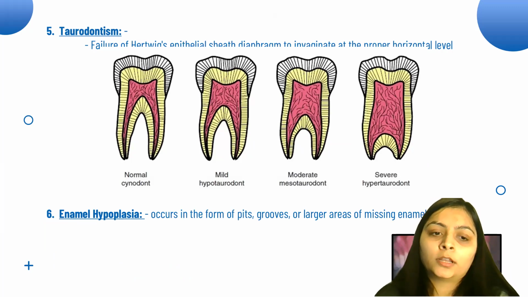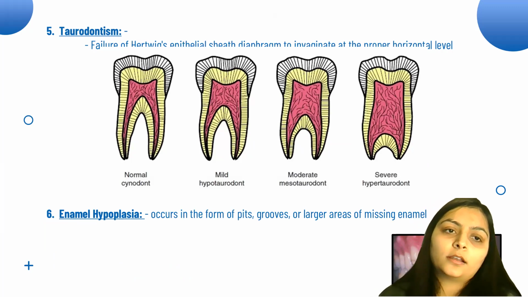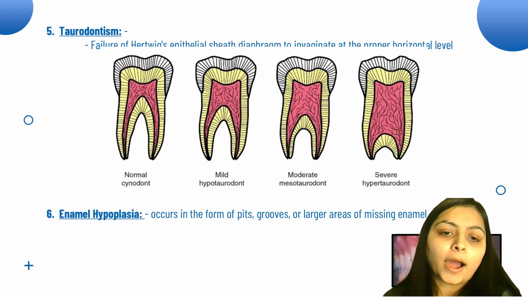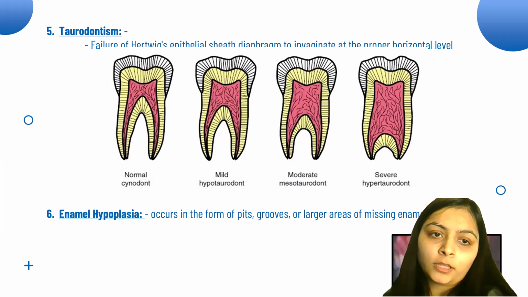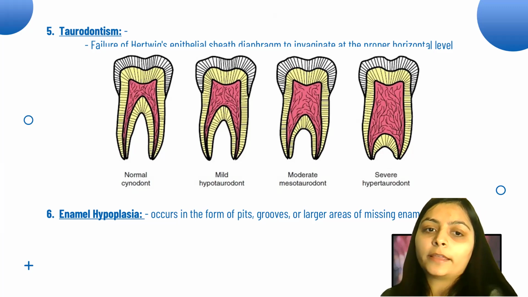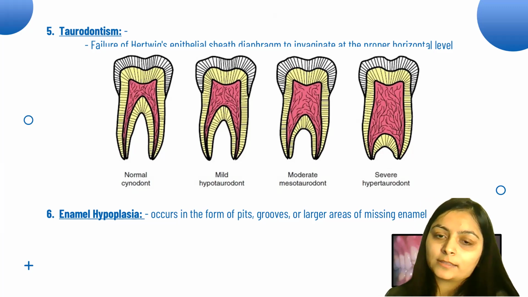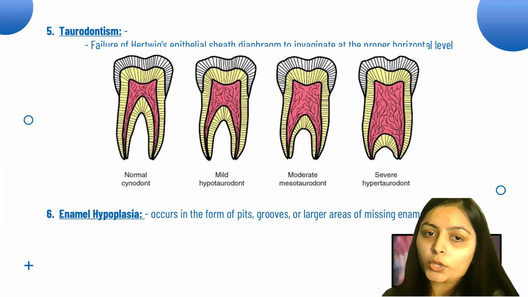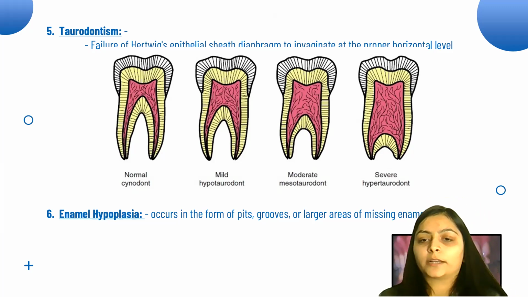Then, fifth is taurodontism, like failure of Hertwig's epithelial root sheath diaphragm to invaginate at the proper horizontal level. Like normal, we can divide it into four types. Normal cynodont, mild hypotaurodont, like its furcal area is more below compared to normal teeth. In moderate, almost at the middle third. We can appreciate the furcal area going down as compared to normal teeth. And in severe taurodont, it will be almost at the apical one third.